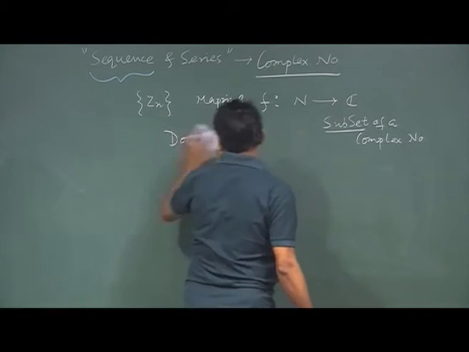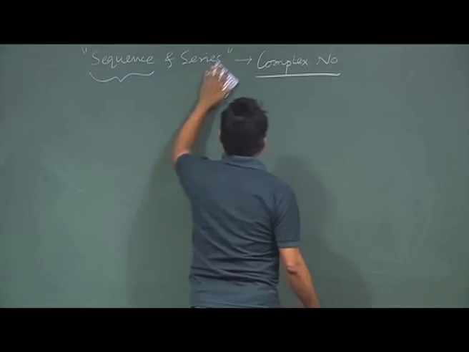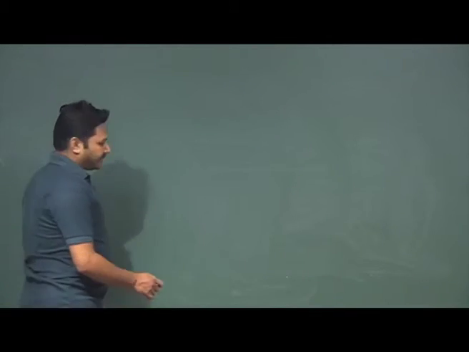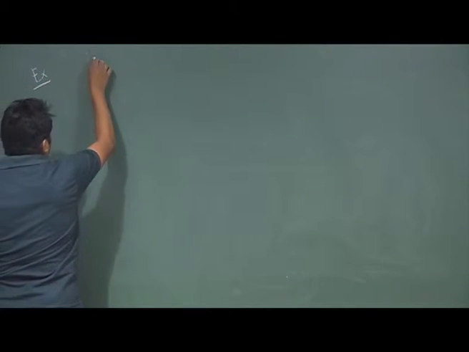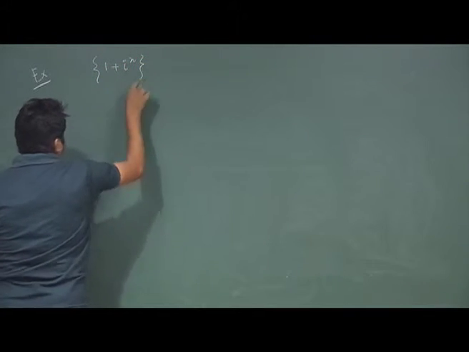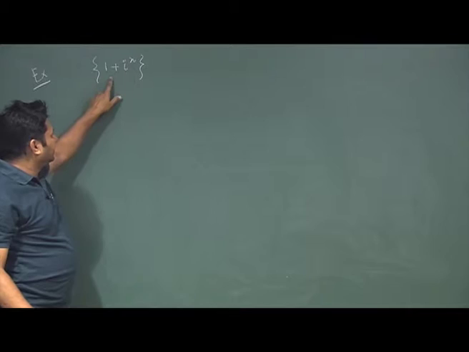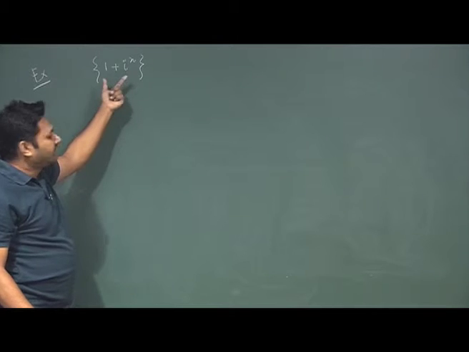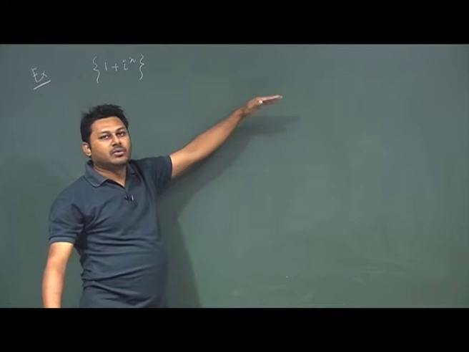With this very brief definition, let me erase this and give you one example that may make life easier: (1 plus i) to the power n. This is obviously a complex number, and it depends on the value of n, where n is 1, 2, 3, 4, 5, and I will have different complex numbers. If I put these in, they will form a sequence, that is all.